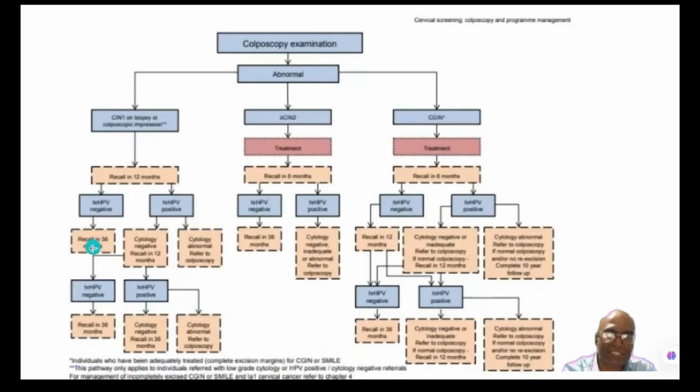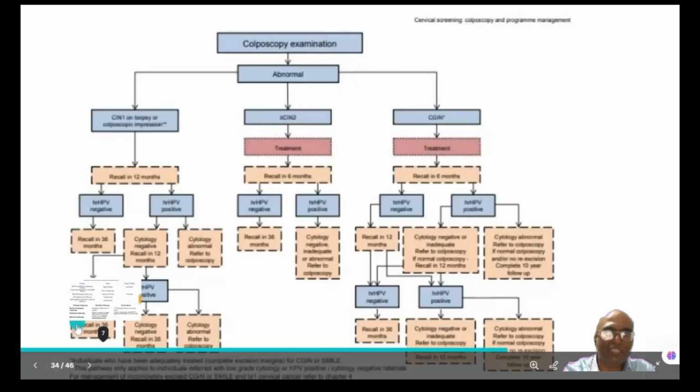HRHPV is done. If it is negative, she will be recalled at 36 months. But at 12 months, if the HRHPV is positive, then look for cytology. If it is negative, she will be followed up at 12 months. If it is negative at 12 months, then she will be recalled at 36. This is the final recall, because HRHPV has become negative.